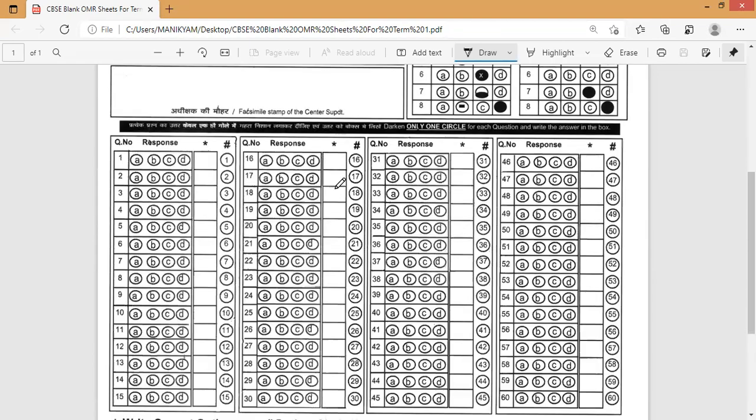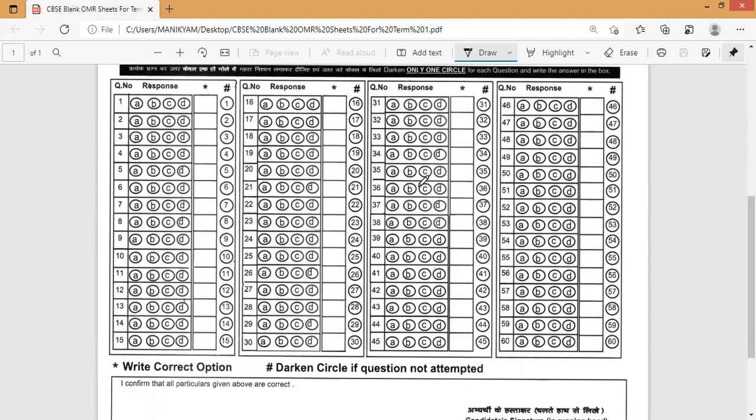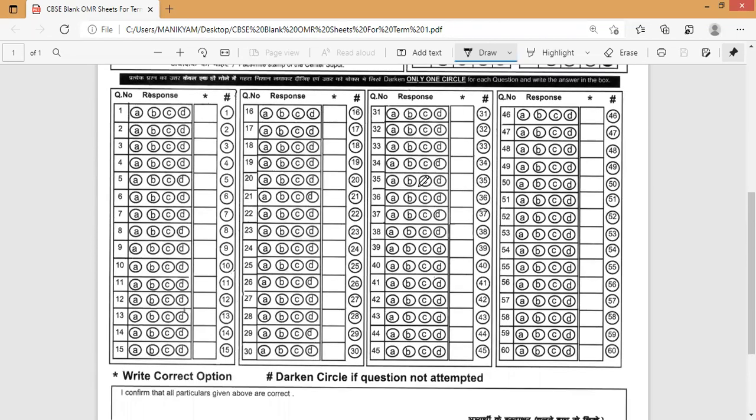Now coming to the main part of this OMR sheet, which we call the response sheet. Here you can see mainly three things: three columns, called the response column, one star column and one hash column. This is the main important thing in this OMR sheet. Let us explain one by one.